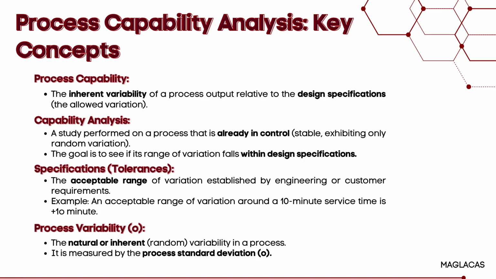Next is process variability. This is the natural random spread in our output, the inherent noise from our equipment. This is something that is built into the process already, so it cannot be changed or avoided. It's measured by the standard deviation. This measurement is crucial because it defines the predictable operating range of our process.